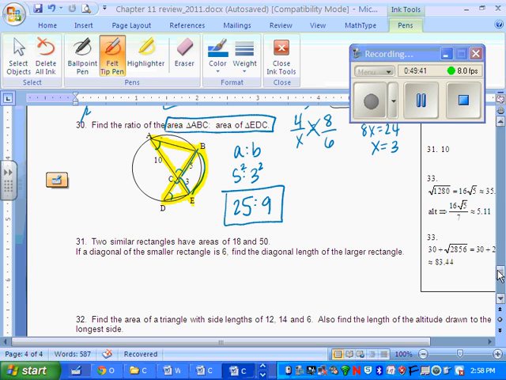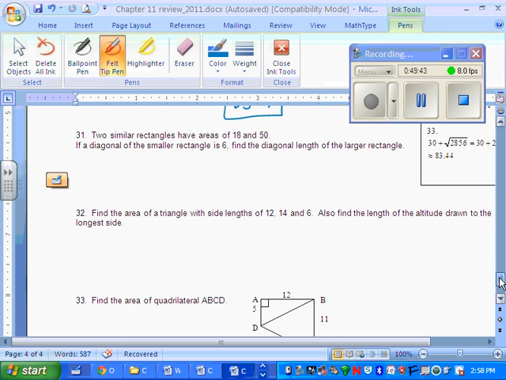Okay? Next problem, two similar rectangles have areas of 18 and 50. So I know that the areas are 18 over 50. That's a squared to b squared. Now it's easier if I simplify this fraction. I can divide both sides by 2, so I get 9 over 25. Now remember, I want to go A to B because I'm looking for diagonals. So if I take the square root of this, I get 3 over 5, and that would now be my A to B.